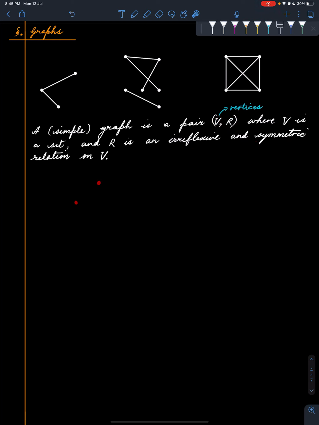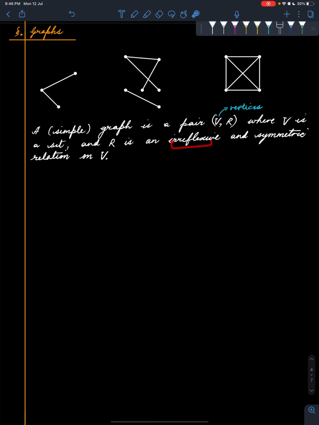So what you do is you just draw all these points that are there in V. So V1, V2, V3, V4, let's say there are 5 points in V, and then whenever there is V2, V3 in R, you just draw this edge. And since it is a symmetric relation, you don't need to put an arrow or anything. It's just an edge, right? So this is how you develop this picture.